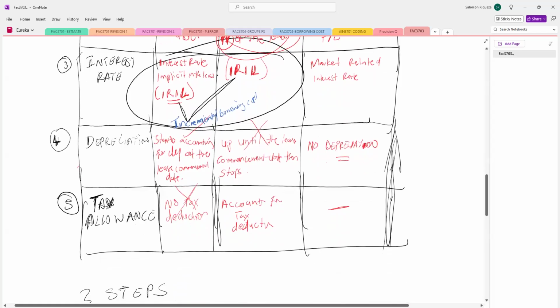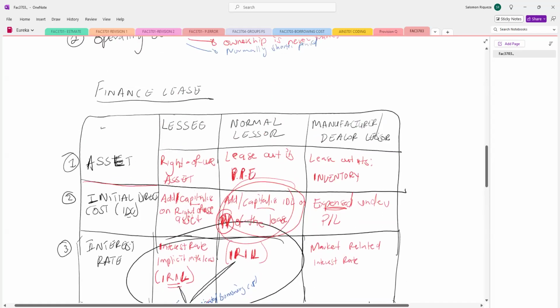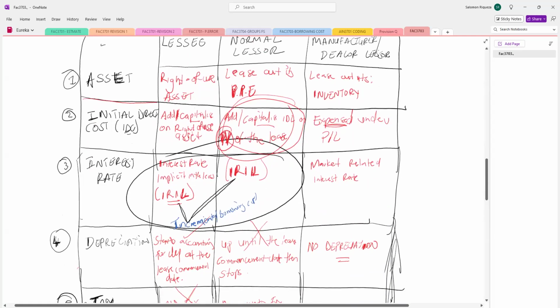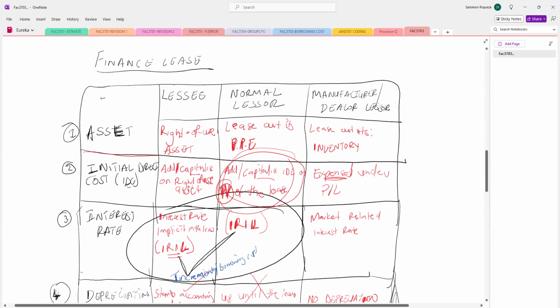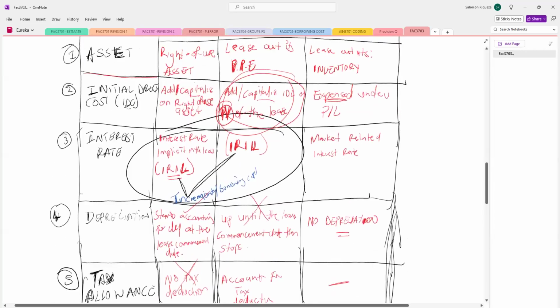With interest, if it's a lessee, I use the interest rate implicit. If it's a normal lessor, I use the interest rate implicit. If it's a manufacturer or a dealer, I use the market-related interest. All right. And if the interest rate is not known, they can give me the incremental borrowing rate, but they must tell me it is not known.